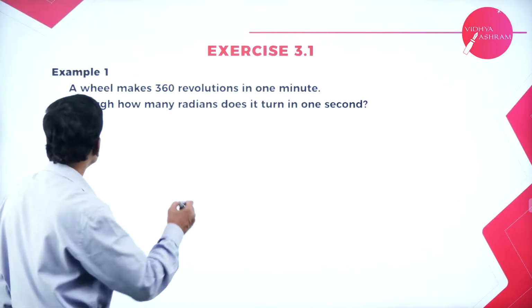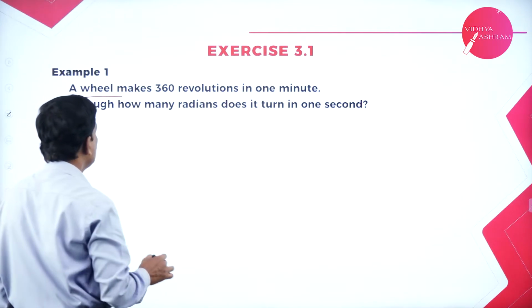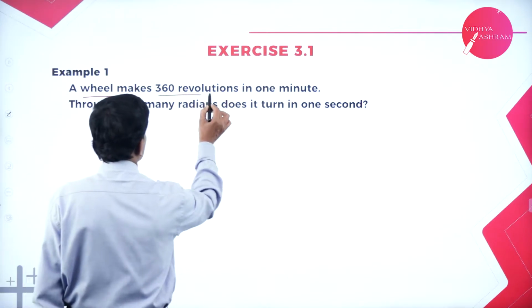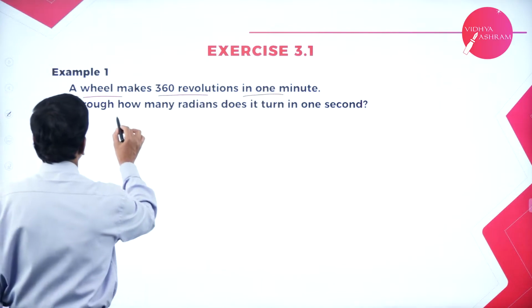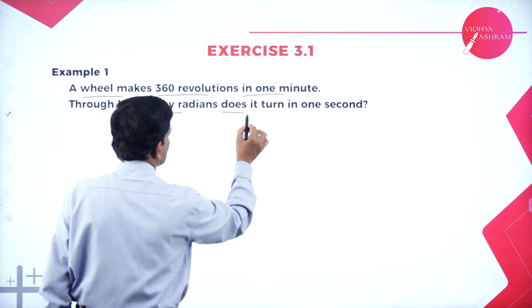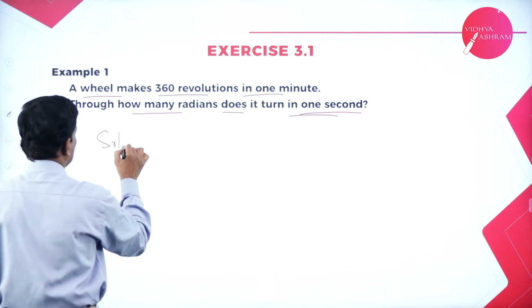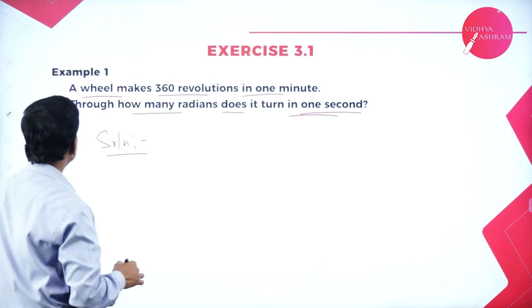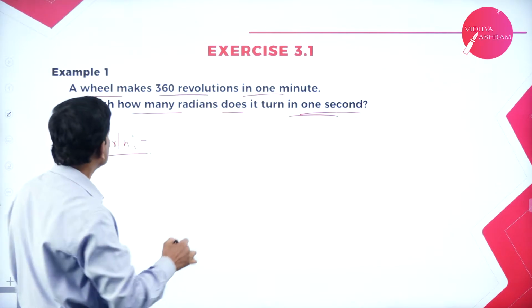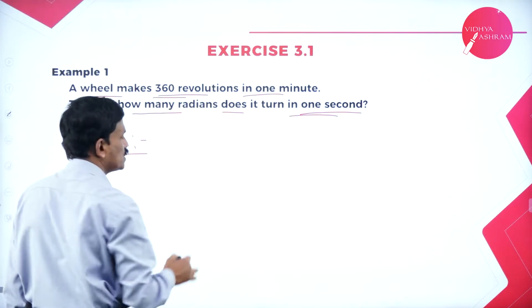The first problem is: a wheel makes 360 revolutions in 1 minute. Through how many radians does it turn in 1 second? This is a very simple and important problem. So a wheel makes 360 revolutions in 1 minute.